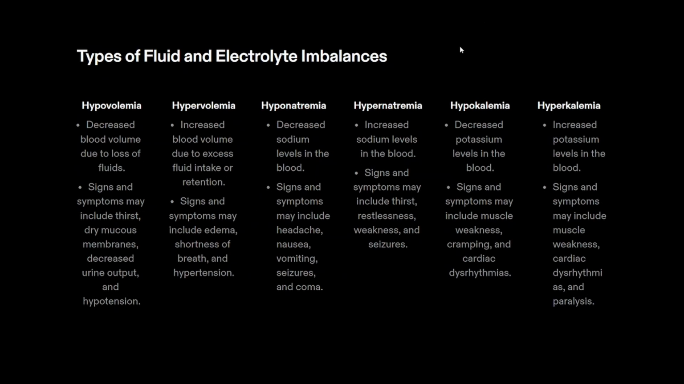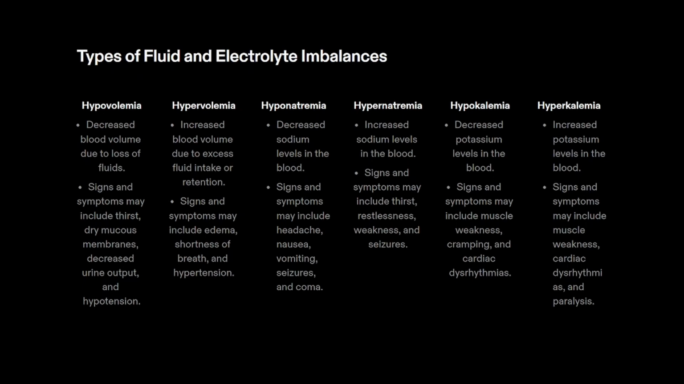Different types of fluid and electrolyte imbalances: hypovolemia, hypervolemia, hyponatremia, hypernatremia, hypokalemia, and hyperkalemia. Hypo means there will be decreased, whereas in hyper there will be increased.